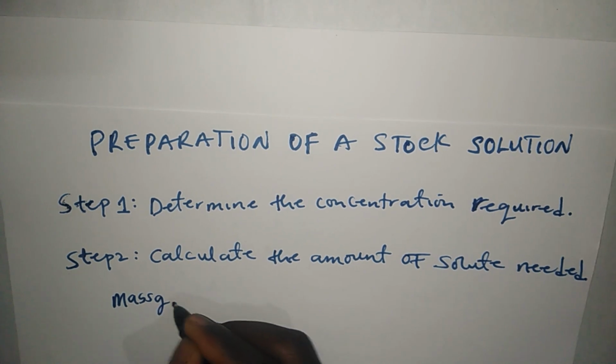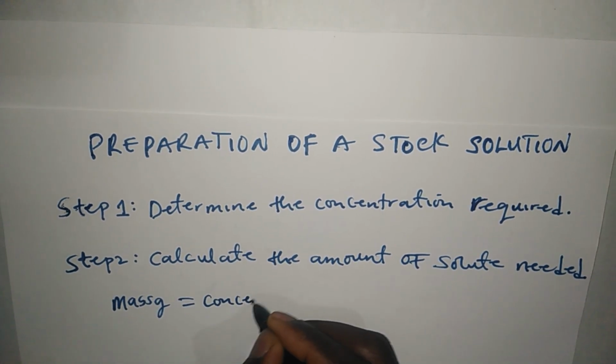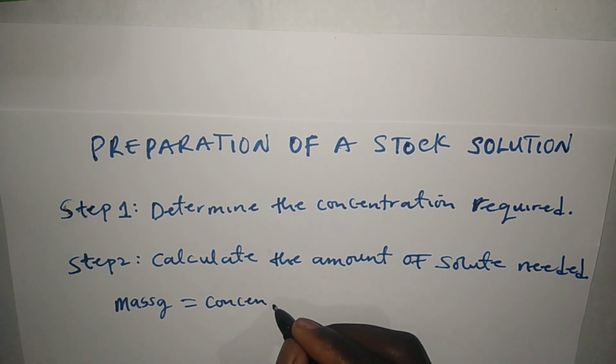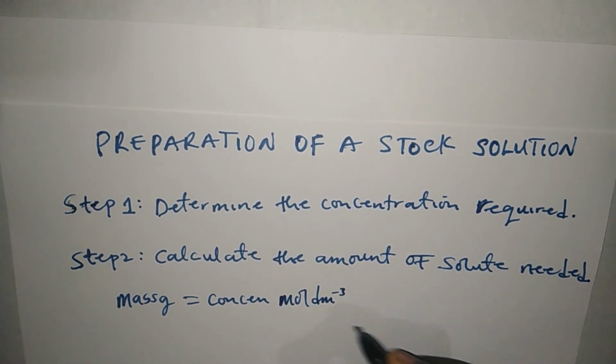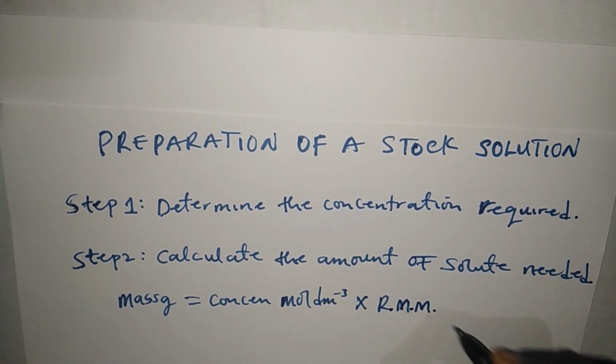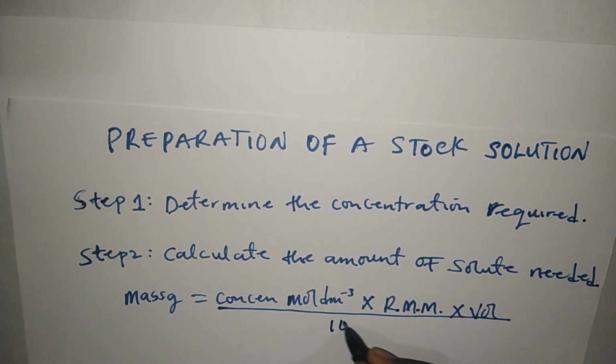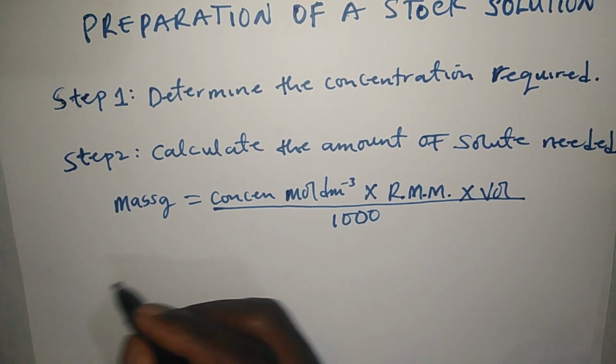So this is how to get the amount of the solute. This is the concentration in moles per dm³, which is given at step 1. This is the relative mass of the compound, the substance you are trying to prepare the stock of. This is the volume you will be preparing the stock in. Then all of it will be divided by 1000.